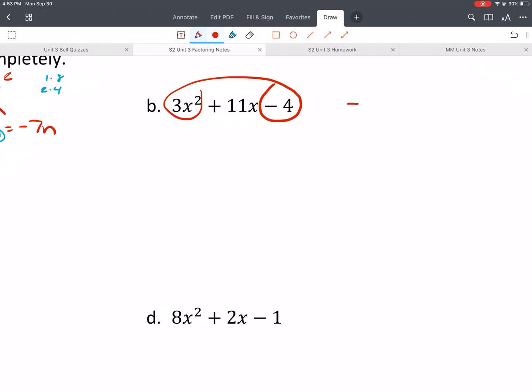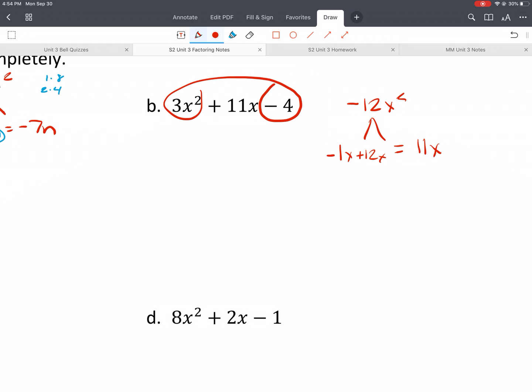So negative 3x squared times negative 4 gives us a negative 12x squared. And then they need to add up to give us 11x. Since this is negative, this is telling us the difference between the two numbers. So basically, we're going to do 1x and 12x, but we've got to figure out which one is positive and which one's negative. So negative 1, positive 12 would give us a positive 11.